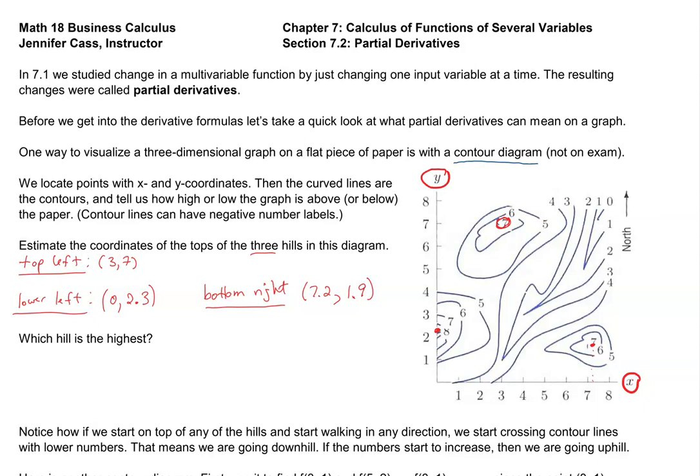And then we ask which hill is the highest, and that means we're going to look for the highest contour. That's right at the center there. And so the top left hits a 7, the bottom left hits 8, and the bottom right stays at 7. So the highest contour that I see on this graph would be the 8. So that would be the bottom left, which reaches a height of 8.